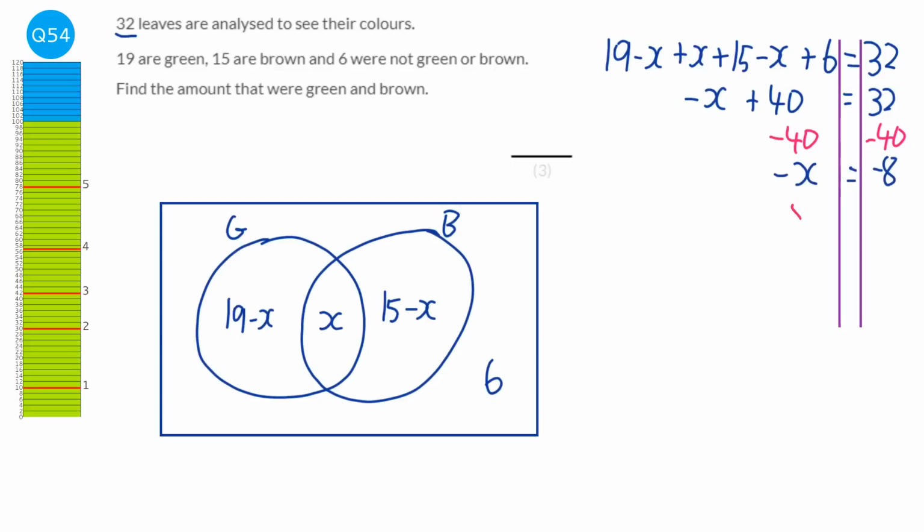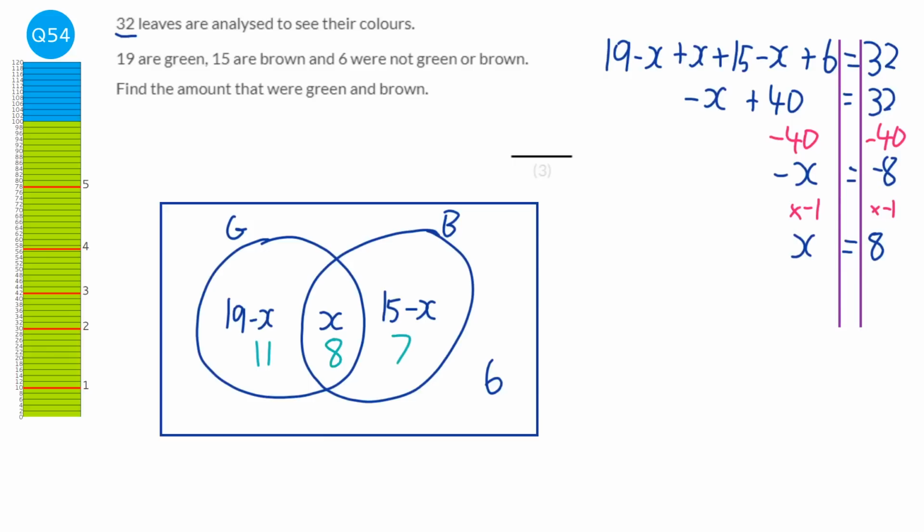And we can just times by -1 both sides to make them both positive. So now we know x is 8, we can start filling in the Venn diagram. So it's 19 take away 8, which will be 11. X is 8, so we know that that's 8. And 15 take away 8, which is 7.